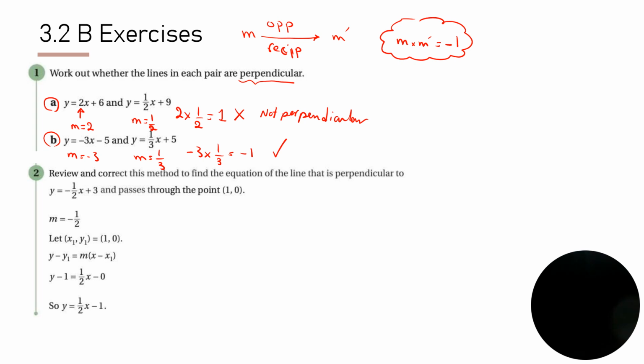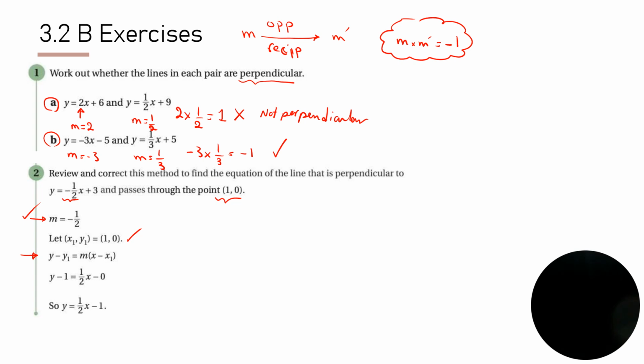Question 2. Review and correct this method to find the equation of the line that is perpendicular to y equals -half x plus 3 and passes through the point (1, 0). The gradient of this line, indeed, is -half. So this part is correct. Let x1 and y1 be 1 and 0. This one is correct, considering this point to be the point of the line. Applying the formula y minus y1 equals m times x minus x1, this is used to write the equation of a line.